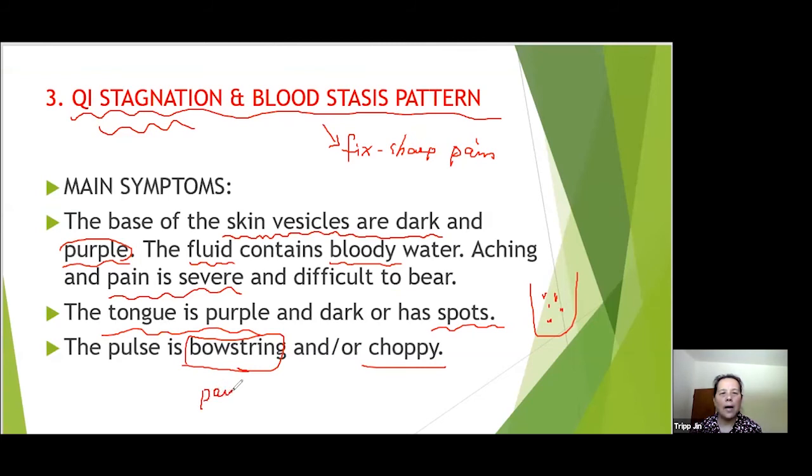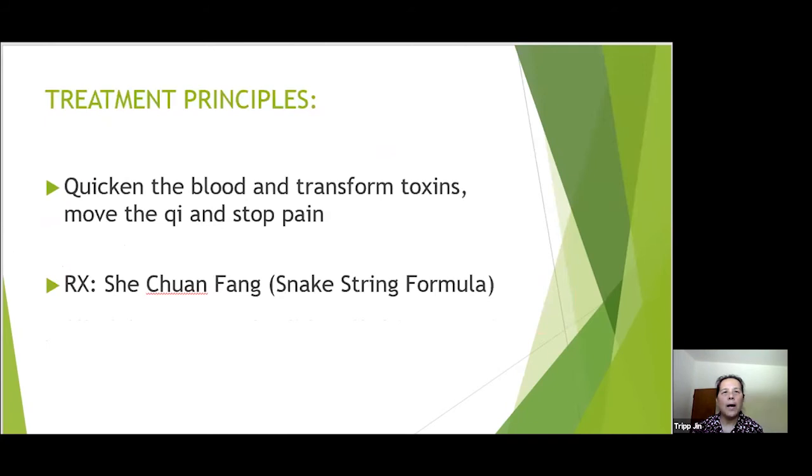In these kinds of conditions the patient is very painful. So to treat the pain, we need to move blood, relieve toxins, and move qi to stop pain. A painful situation is always caused by stagnation, maybe qi stagnation, maybe blood stagnation. So move qi, stop pain; move blood, stop pain.